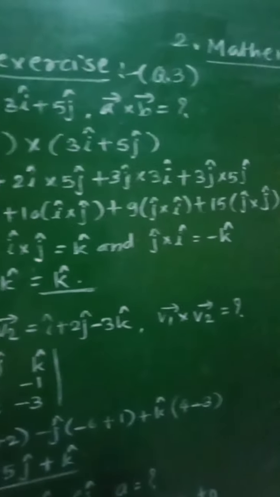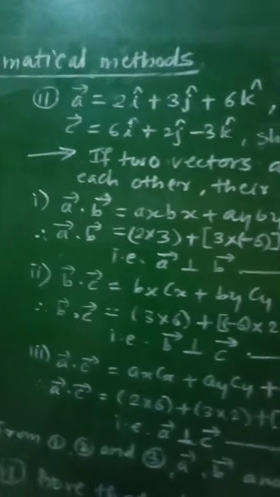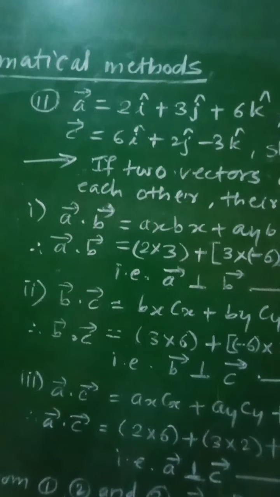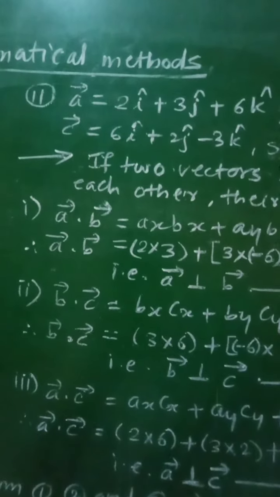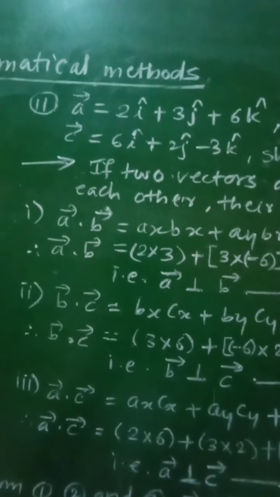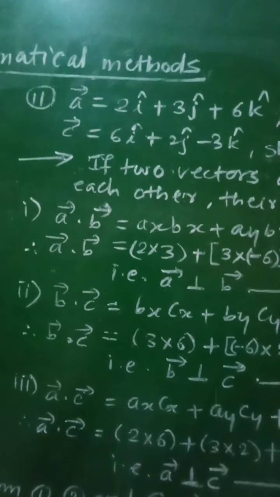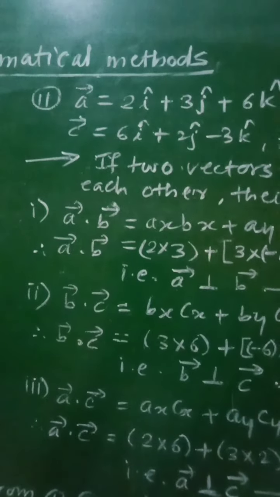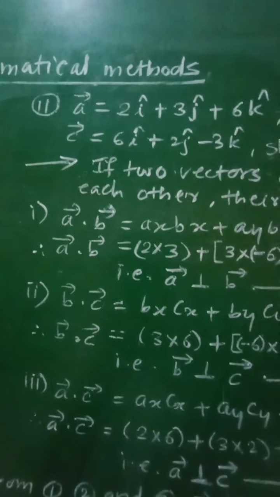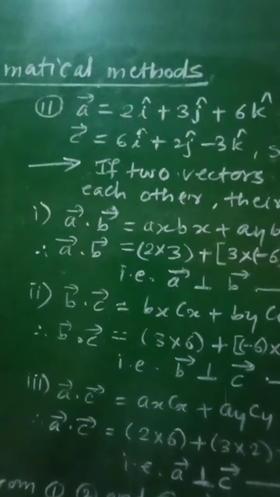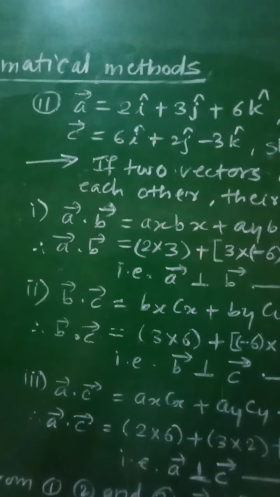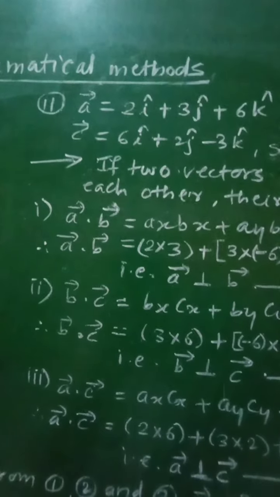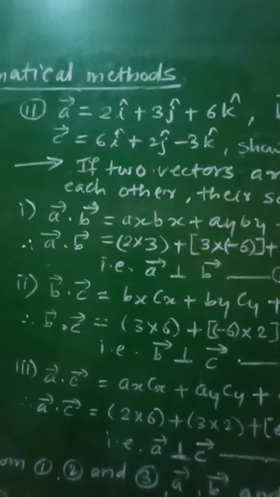Now let us go for numerical number 2, which is given as: show that the vectors A equal to 2i cap plus 3j cap plus 6k cap, B equal to 3i cap minus 6j cap plus 2k cap, and C equal to 6i cap plus 2j cap minus 3k cap are mutually perpendicular.